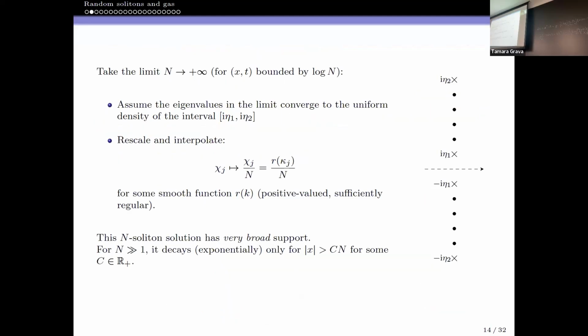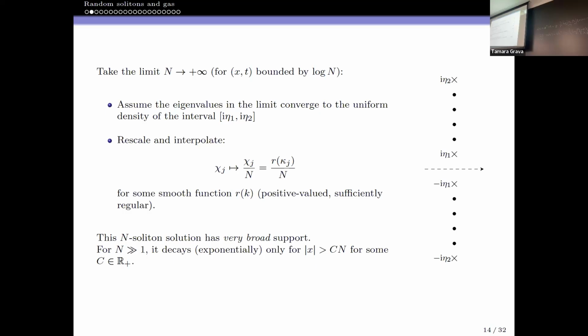To send n to infinity, I do the following. I put my solitons at equal spacing in such a way that you get a uniform density between eta 1 and eta 2. This is the way I choose the kappa. And the key is the rescaling. I ask the norming constants to be interpolated by a smooth function R, so Tj is a function of kappa j divided by n. I'm just scaling by 1 over n.